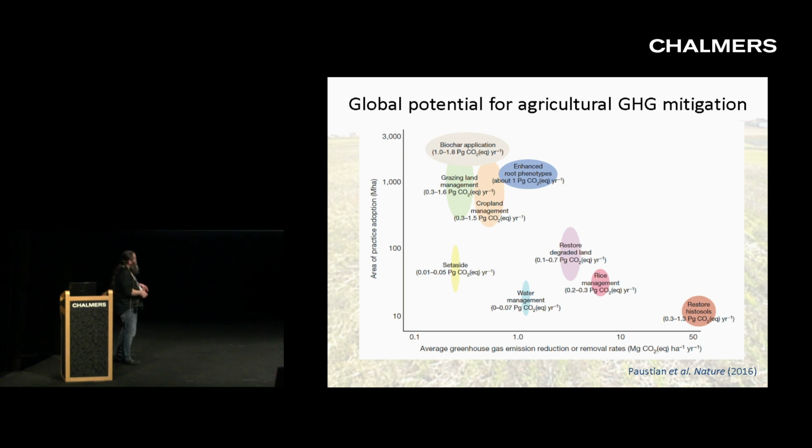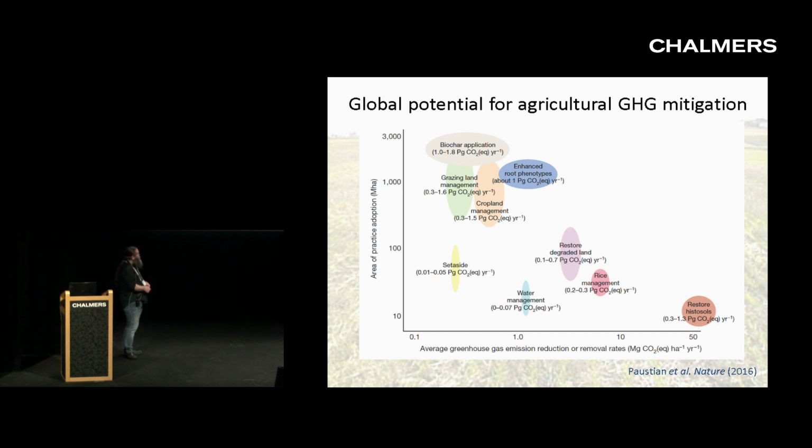Some other estimates were made in the Keith Paustian Nature paper, and this is showing the greenhouse gas removal potential per year versus the area that you need to practise it on. You can see here that there are some practices for soil carbon sequestration and for biochar which require large land areas but have relatively low potentials. Or there are some options over here for restoring histosols, the peatlands, which have much smaller areas but give you much more bang per unit area.